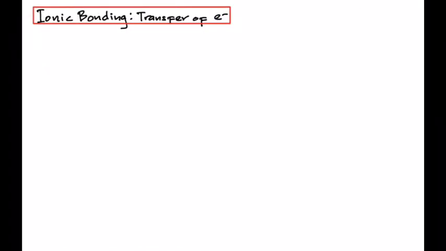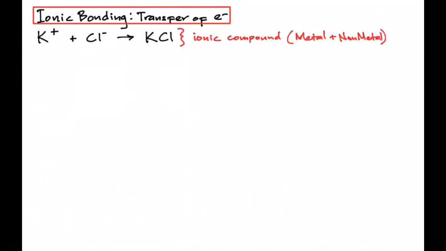So first, let's take a look at ionic bonding, which is the bonding present in all ionic compounds. And ionic bonding, again, is the transfer of electrons from the metal to the non-metal. An example here is potassium chloride. So an electron is transferred from the metal potassium to the non-metal chlorine. So how is this electron transferred from the metal to the non-metal?